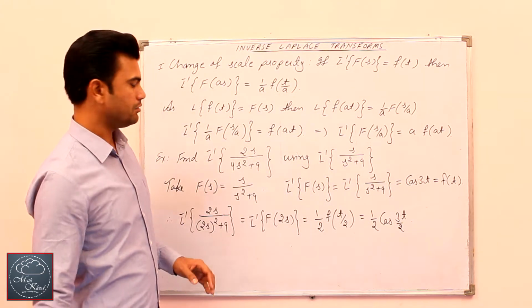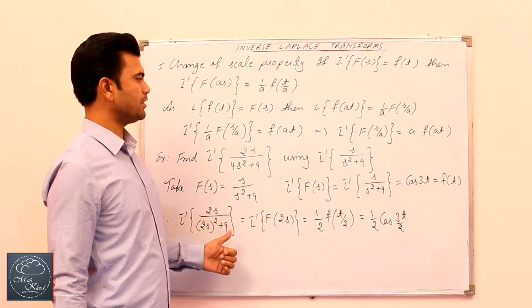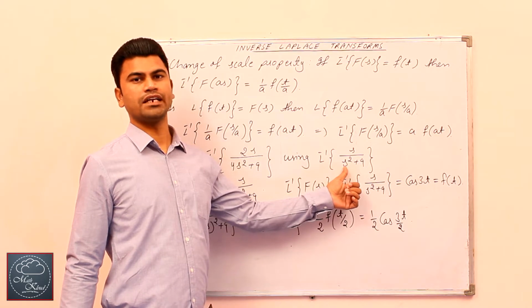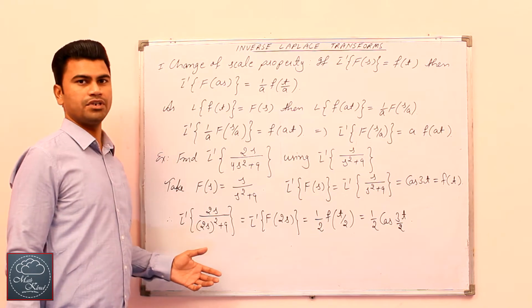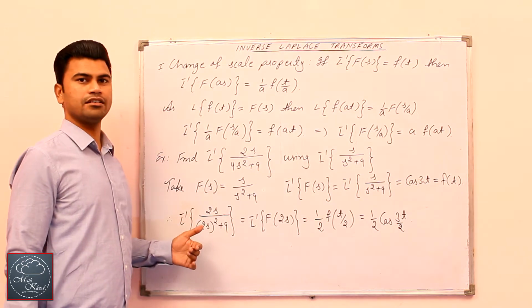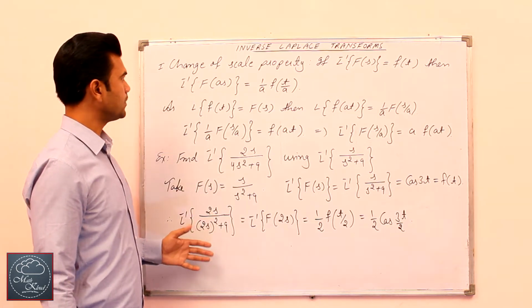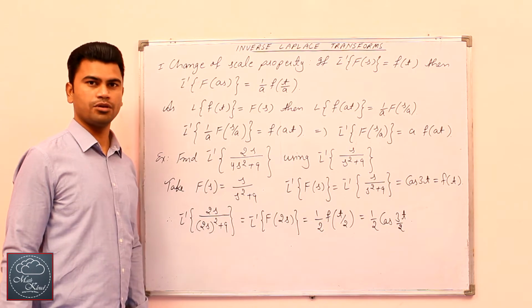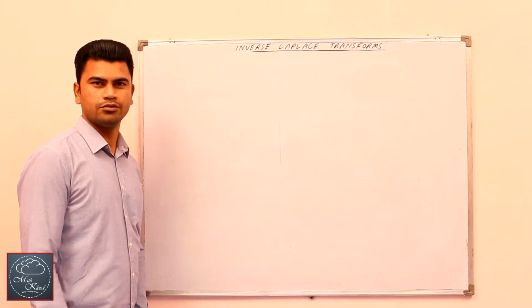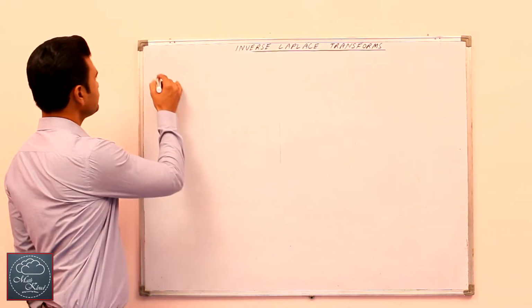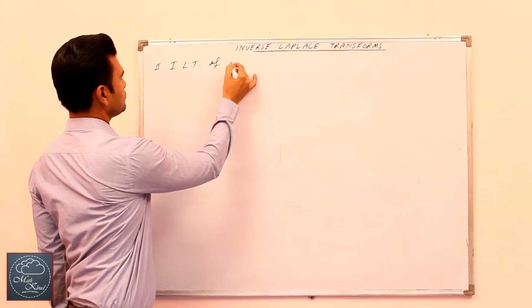In this way we find the inverse Laplace transform of this function using the inverse Laplace transform of s over s square plus 9. In this way the change of scale property works. You can take different problems to find inverse Laplace transforms by using the change of scale property. Now let us move to our next property. Now we are going to consider the inverse Laplace transforms of derivatives.